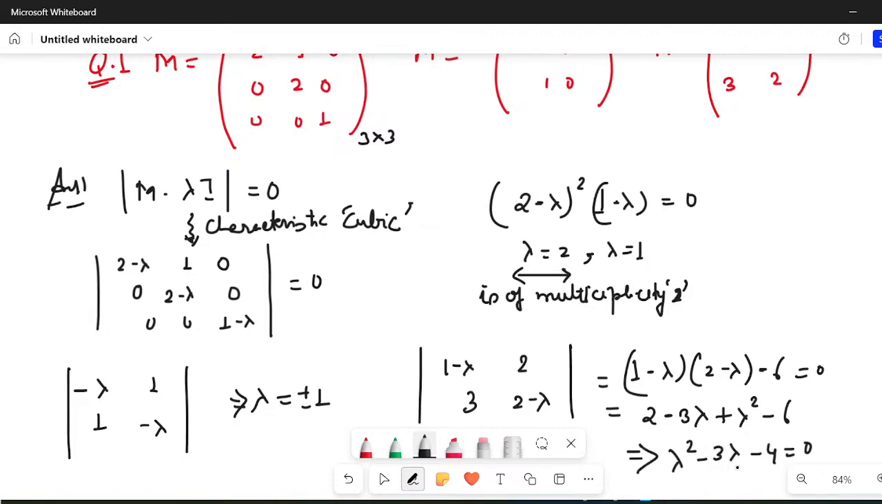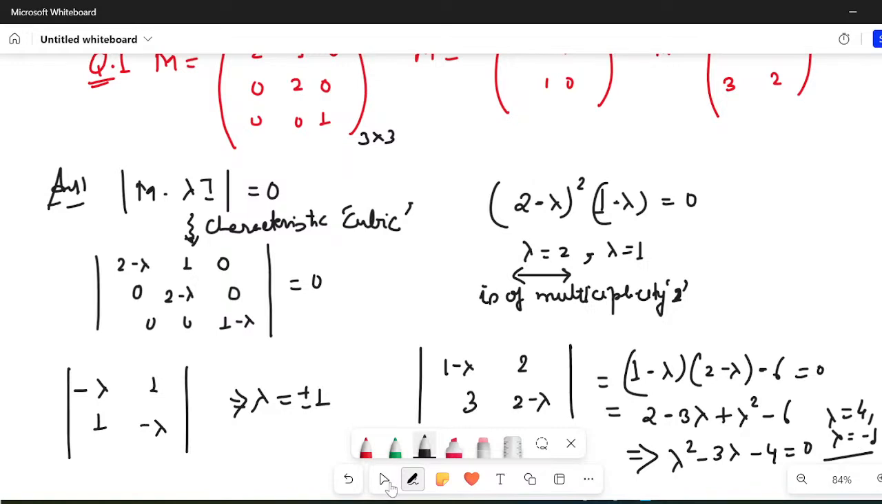You can write it as (lambda minus 4)(lambda plus 1), so lambda is equal to minus 1 and lambda is equal to 4. I think it is quite clear. Please let me know yes or no. This will give you lambda equal to 4 and lambda equal to minus 1. I think this is quite easy to see.